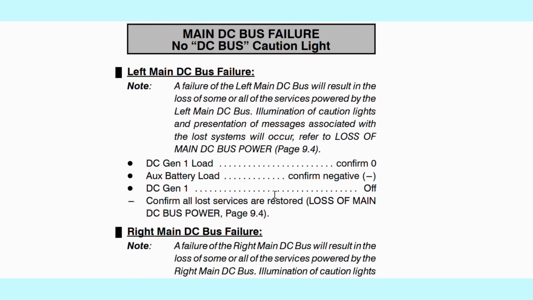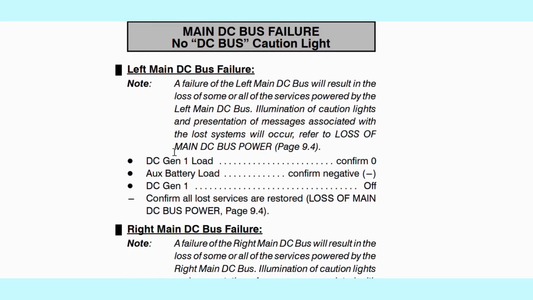Okay, and then you go to the electrical systems page on one of the MFDs. Then you confirm that the load is 0 on the DC Gen 1 if it's a left main DC bus. The battery load, rather, you have to confirm it's negative, and the DC Gen 1 has to go off. Once it goes off, confirm all lost services are restored. Okay, if they are, all good and well. If not, then you follow the rest of the items.